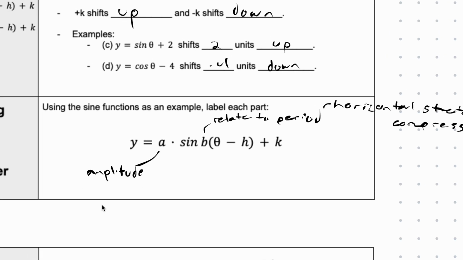And right, this is going to be our vertical stretching and compressing. This is going to relate to our horizontal shift or phase shift. Horizontal shift. This is going to relate to our vertical shift. Okay.